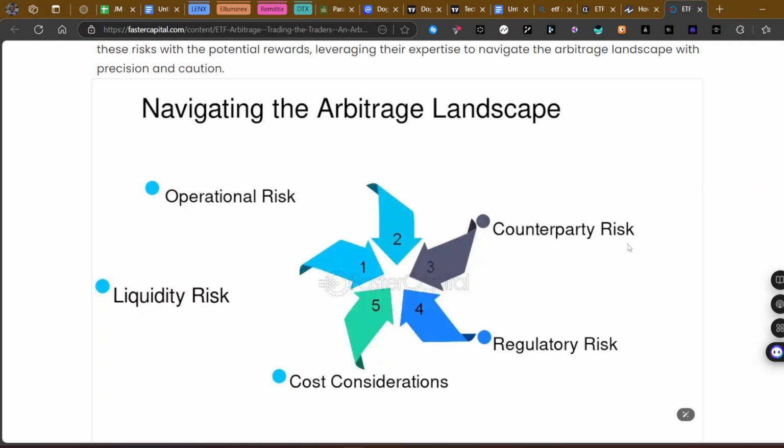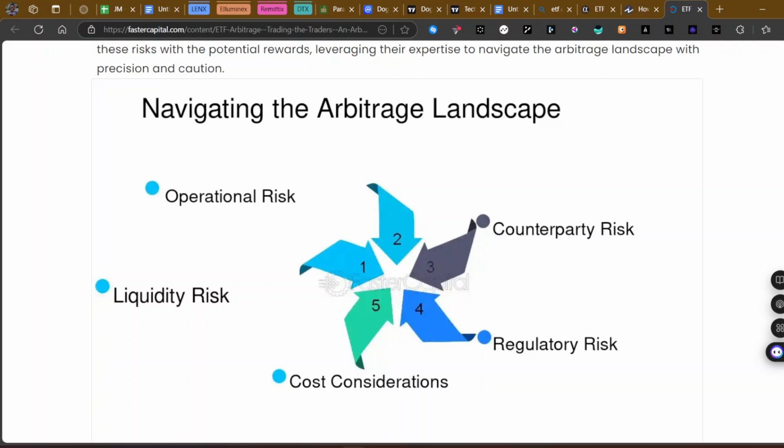Also, we have the transaction cost. You have to have the cost considerations. If the discrepancy is small and the transaction costs are too high, the arbitrage opportunity might not be worth pursuing. There are also regulatory risks, counterparty risks and operational risks as well. So you have to be aware of all these risks that are involved in the arbitrage landscape.